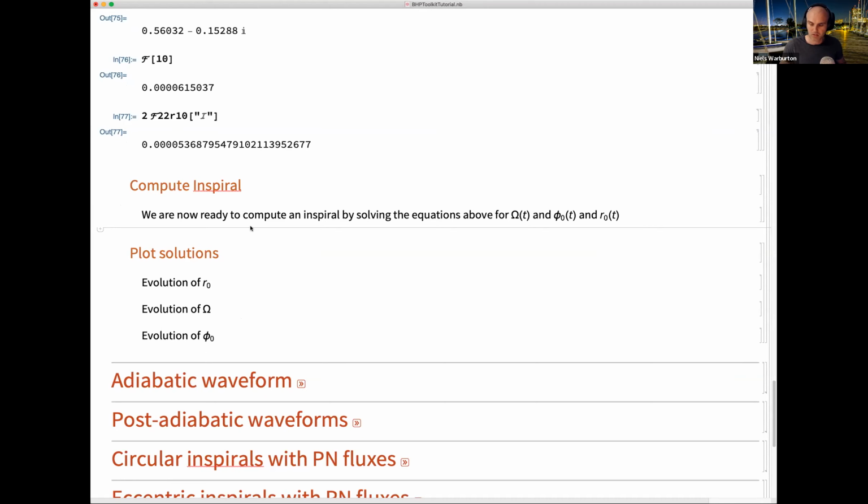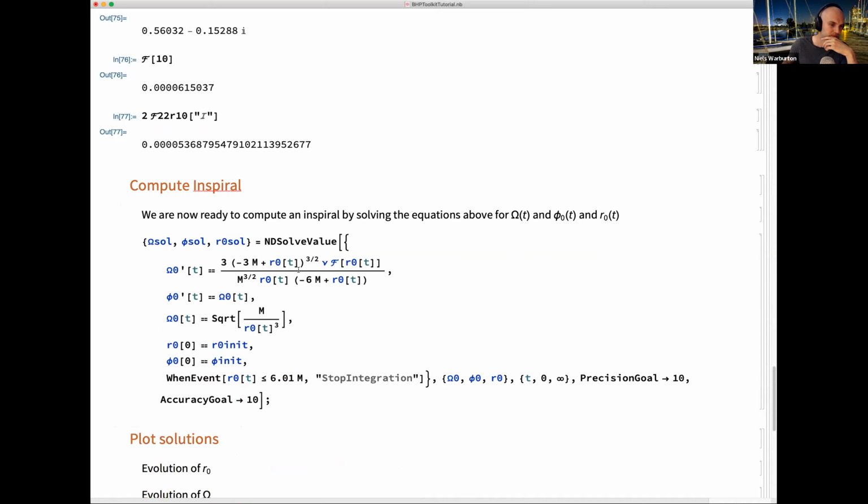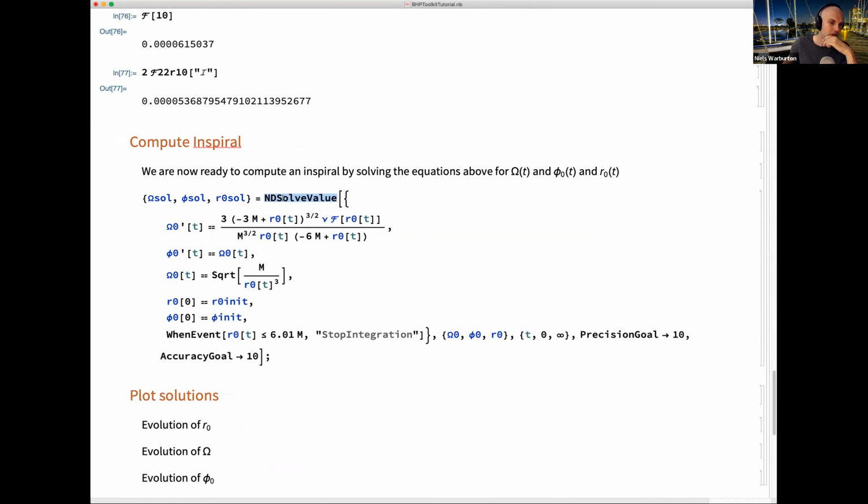Okay, so let's see how we're doing on time. Yeah, pretty good. I think what I'll do here is I'll just cut and paste in the solving of the inspiral and just talk through it rather than write out all the code. So here, Mathematica has a command called NDSolve, which is just used for solving differential equations. And from the equations we had above, we have some very simple equations.